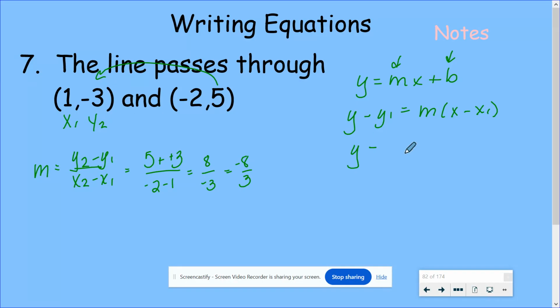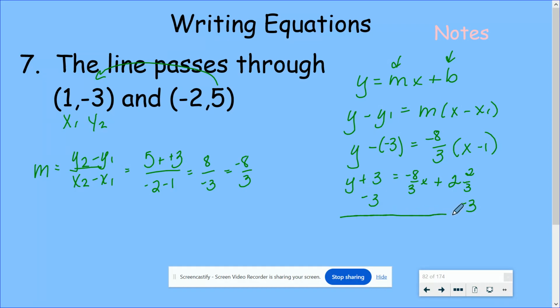So y minus a -3 is equal to m, which is -8/3, times the quantity of x minus 1. So y plus 3 equals -8/3 x plus 2 and 2/3, minus 3 on both sides. So y equals -8/3 x minus 1/3. And that is my final answer.